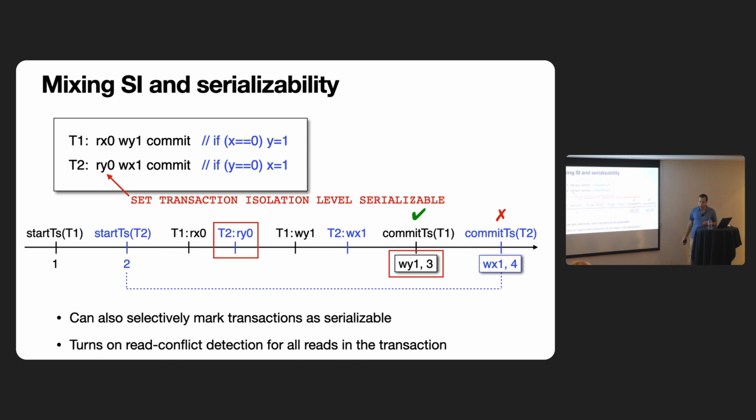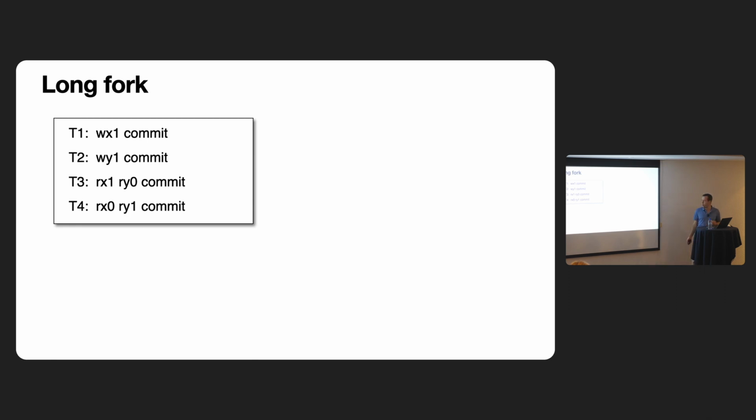Okay, so let me do a small test. Here's another example. It's called Lone Fork. The name is strange, but it doesn't matter. Let's do a quiz on whether it's allowed by serializability or snapshot isolation. Let me describe what's happening here. We have four transactions. Two of them write some objects: T1 writes to object X, T2 writes to object Y. These are writing transactions. Then you have a pair of other, reading transactions, which read both objects, X and Y.